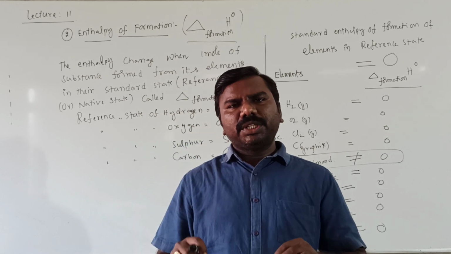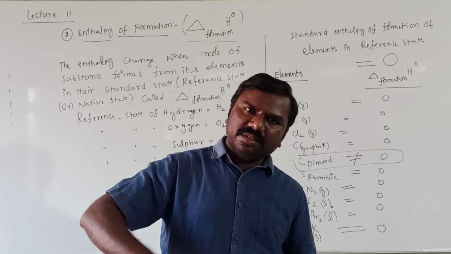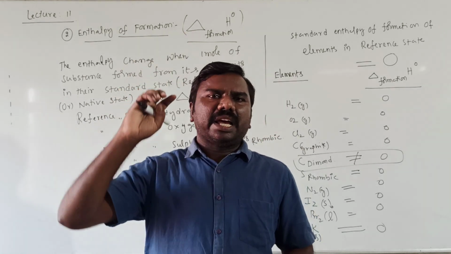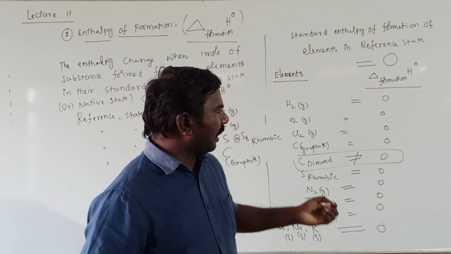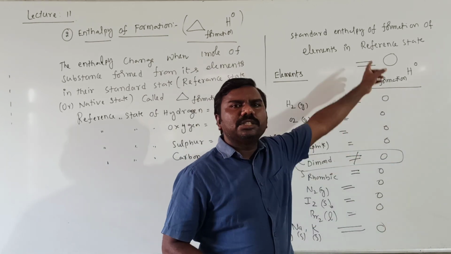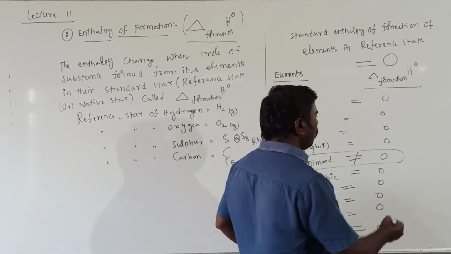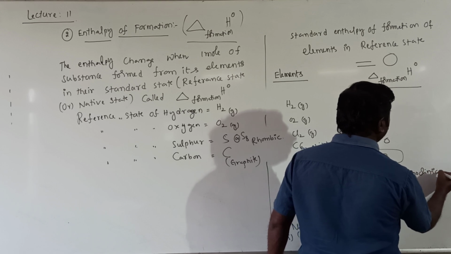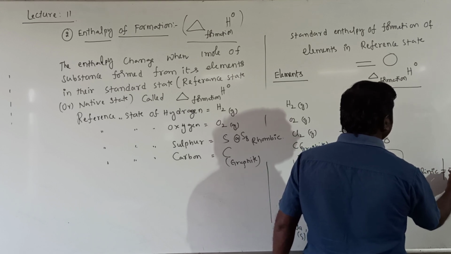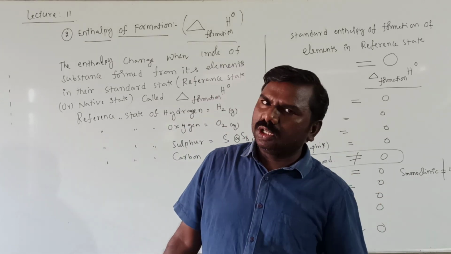Enthalpy of formation of an element in its standard state will be 0. By convention we have taken this, but practically a little bit of value is there, and it is considered as 0. Yes, rhombic will be 0. Yes, monoclinic will not be equal to 0, because the stable form is rhombic but not monoclinic.